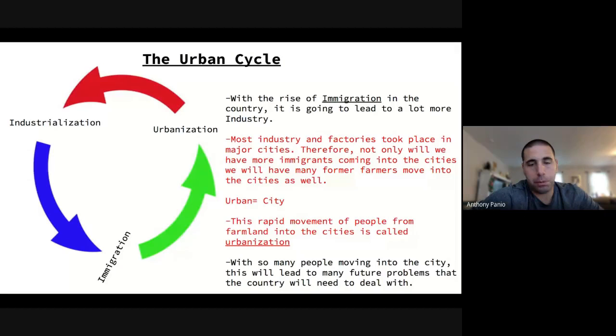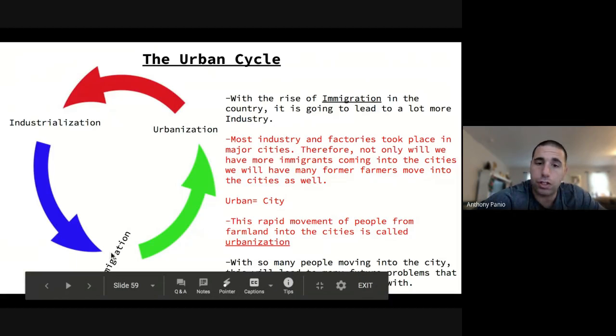What this cycle means is basically all these things are going to work together. So let's first start with industrialization, which is the rise of factories and industry within our country. Because we have a rise of industry and a rise of factories, there's going to be a rise in jobs. A lot of people are going to have the opportunity to work in these factories, and a lot of those people are immigrants. Since we have a lot of immigrants coming into our country, we are able to build more factories.